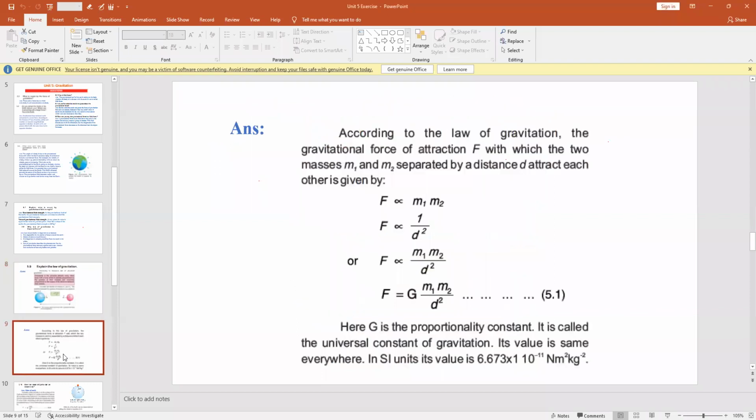Then you have to explain this law with the help of these statements and mathematical equations. According to the law of gravitation, the gravitational force of attraction F with which two masses m1 and m2 separated by distance d attract each other is given by F is proportional to m1 m2. F is inversely proportional to d squared. If you combine the above two relations, you will get F is proportional to m1 m2 by d squared.